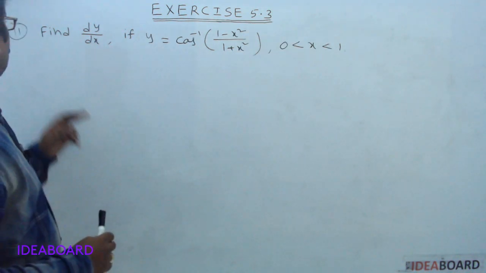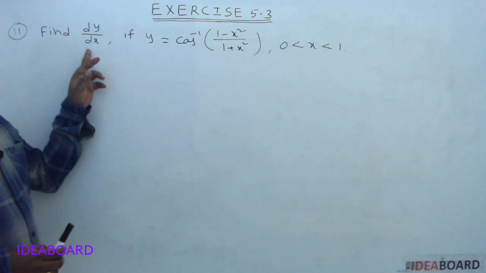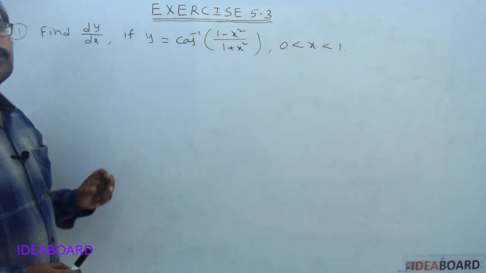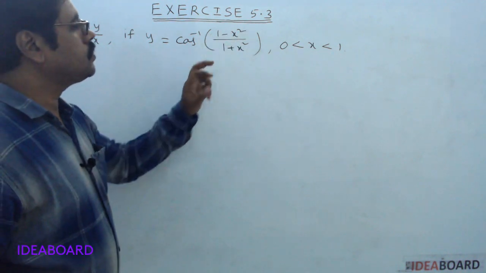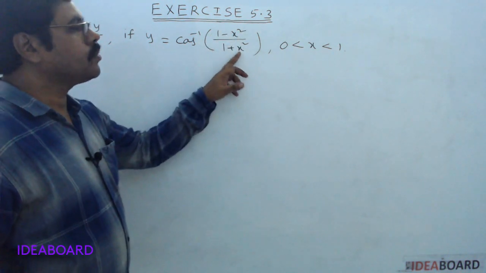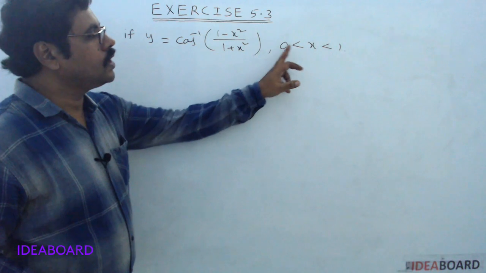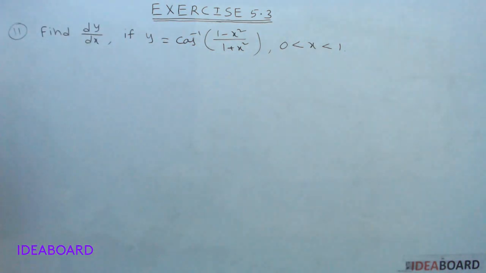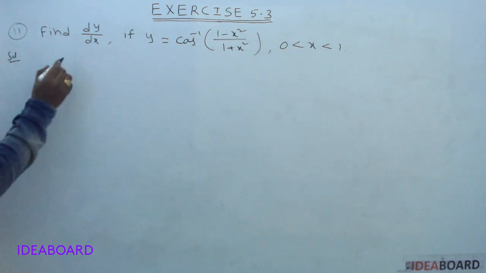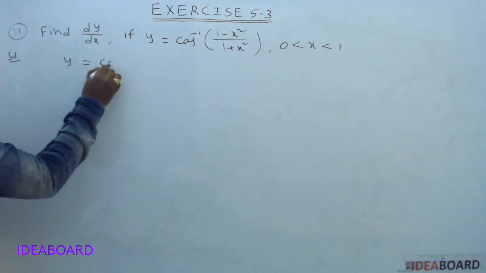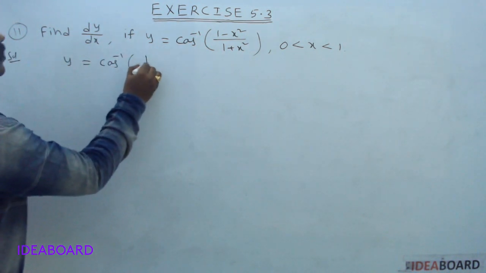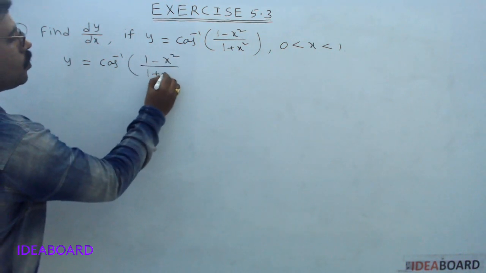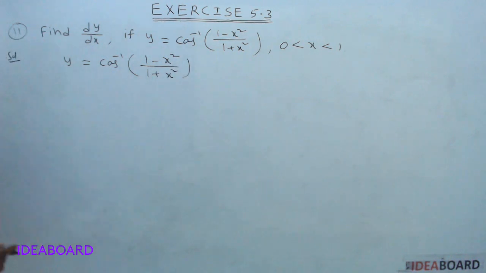Come to the next question. Problem number 11. Find dy by dx if y equals cos inverse of (1 minus x square) divided by (1 plus x square), 0 less than x less than 1. First write down the given equation. Y equals cos inverse of (1 minus x square) divided by (1 plus x square).